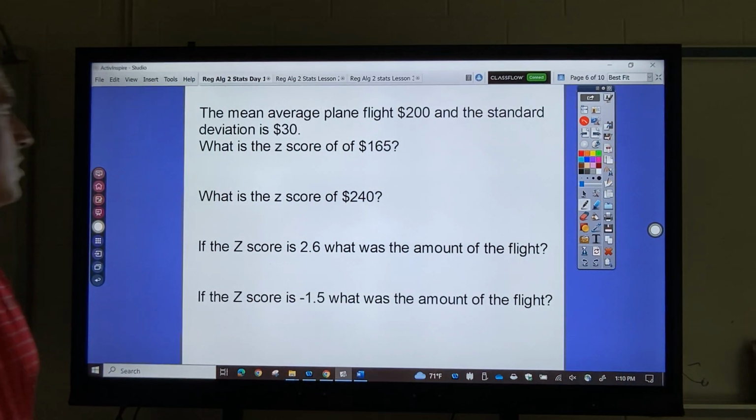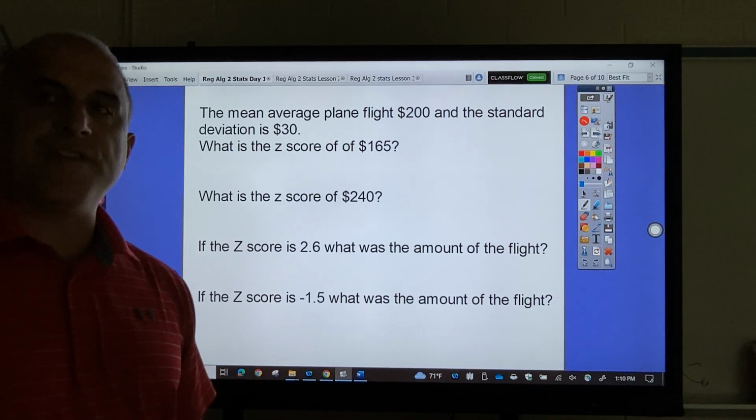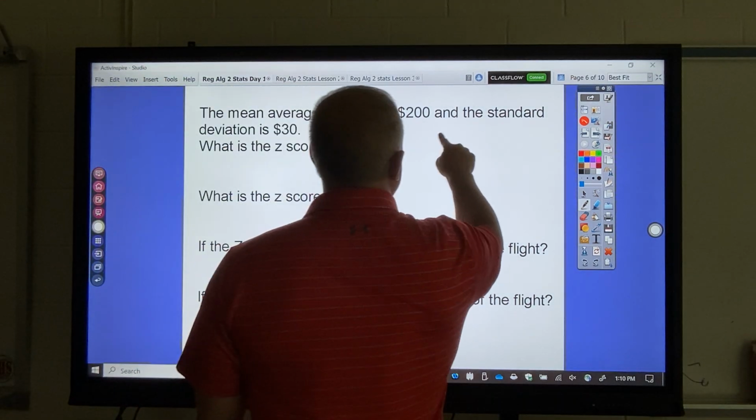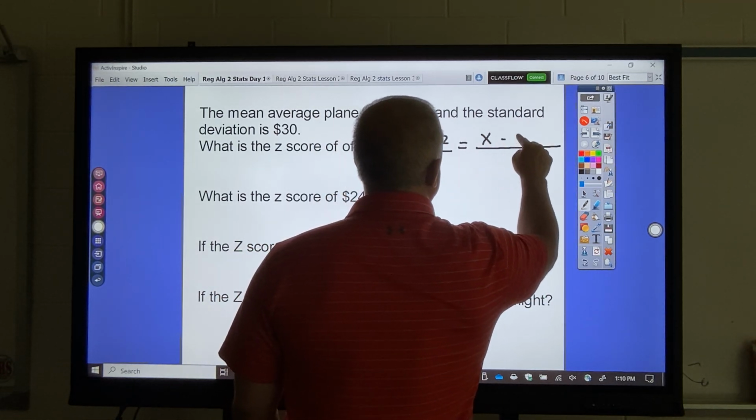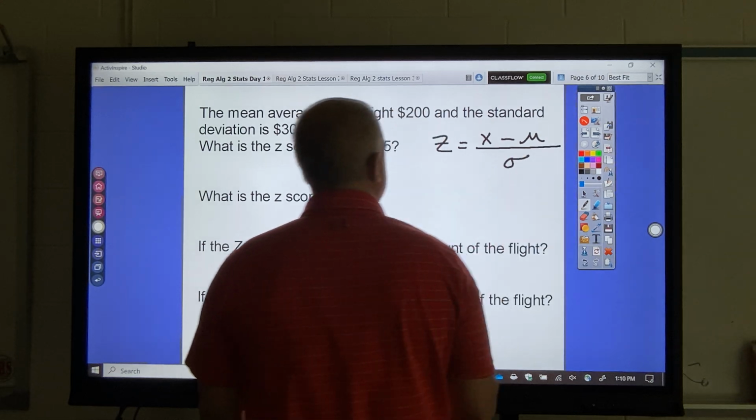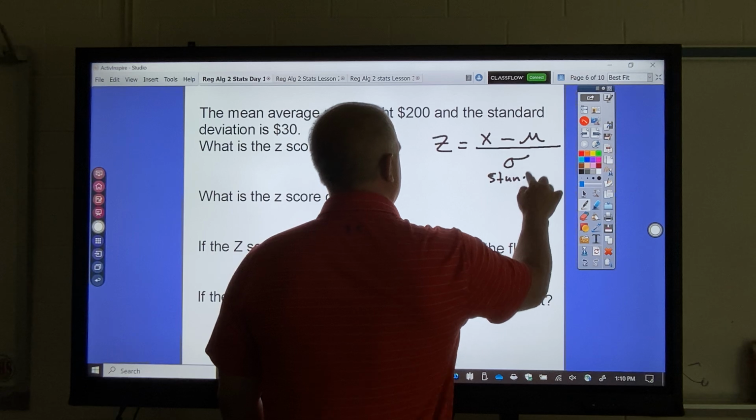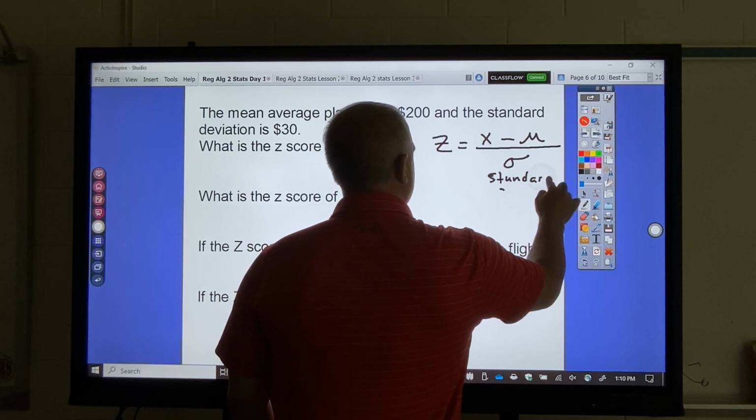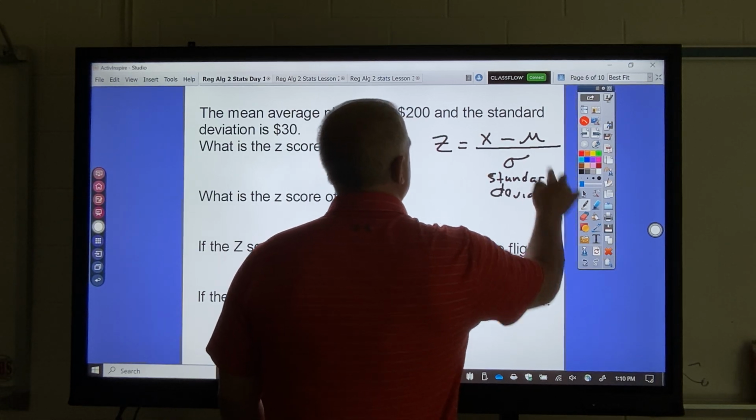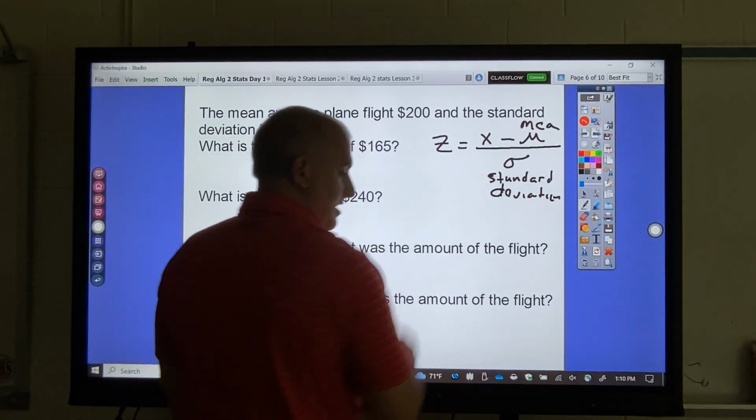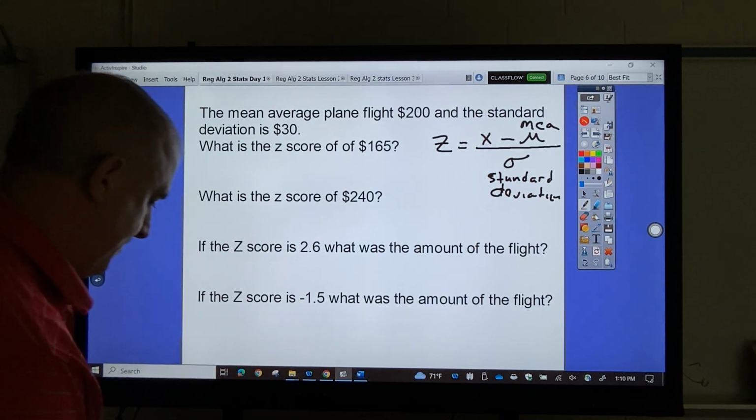All right. Now let's talk about z-score. Z-score is in reference to standard deviation, and there is a formula that I will give you that says z-score equals x minus this over this. Now, what this means, this is your standard deviation. This is your standard deviation. This is your mean. Obviously, the z stands for z-score.